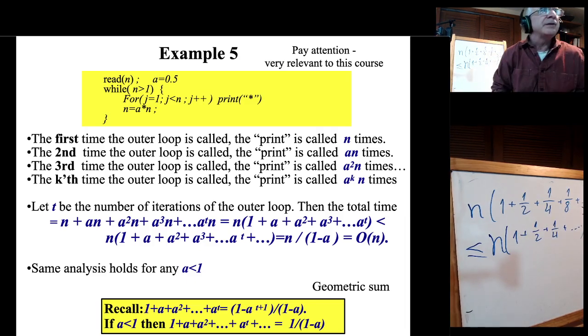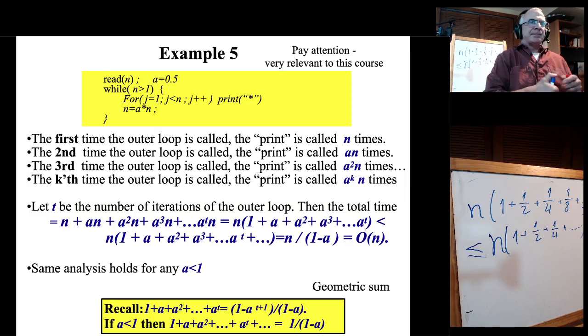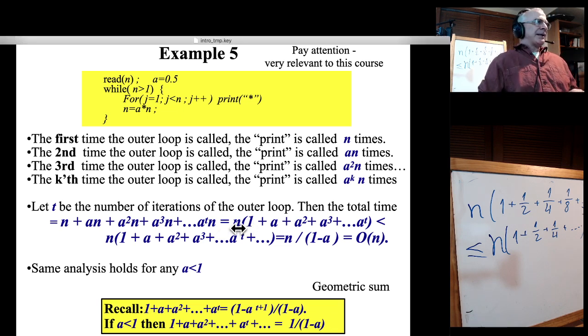Why do I want to go to infinity? Because it makes my life simpler. It means that I need to write less and I have fewer chances to make mistakes and typos. So I'm getting n times 1 plus a, which is half, all the way up to a to the t, which is in turn smaller than, look at all the elements all the way up to a to the t and add a to the t plus 1, a to the t plus 2, a to the t plus 3.